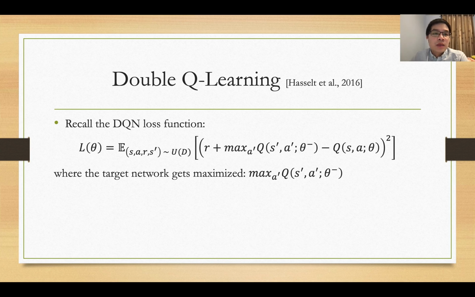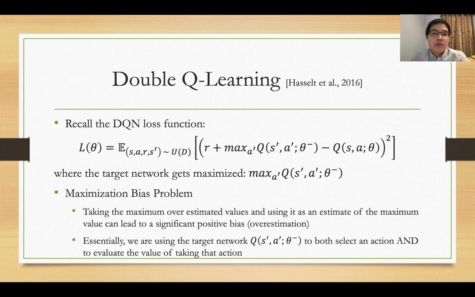So this could lead to something called the maximum bias problem, which says that taking the maximum over estimated values and using it as an estimate of the maximum value can lead to a significant positive bias or overestimation. Essentially, we're using the target network to both select an action by taking the maximum over all actions, and to evaluate the value of taking that action by plugging in that maximum action into the Q function.